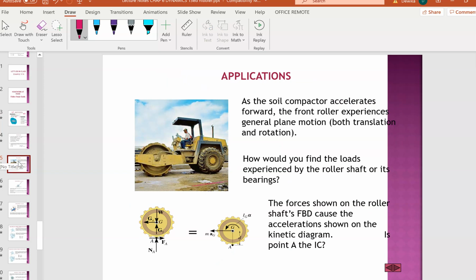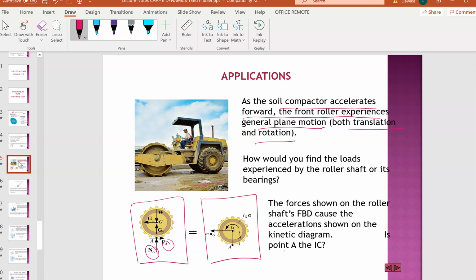A soil compactor accelerates forward and the front roller experiences general plane motion, because you have a friction, you have a normal force, and then you have a rotation as well. Because there is both translation and rotation, it's a combination. How would you find the loads? That's why you need to study this. First thing to draw is your free body diagram, and then this is your motion, your kinetics.